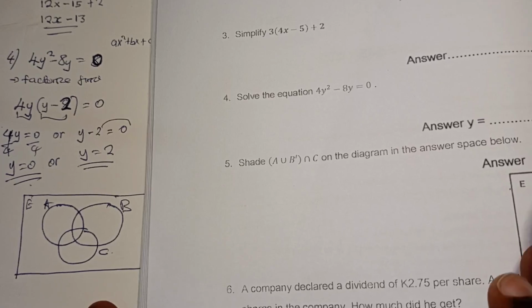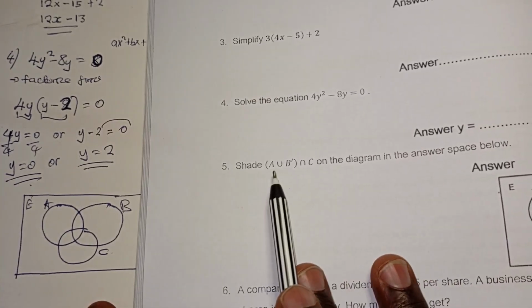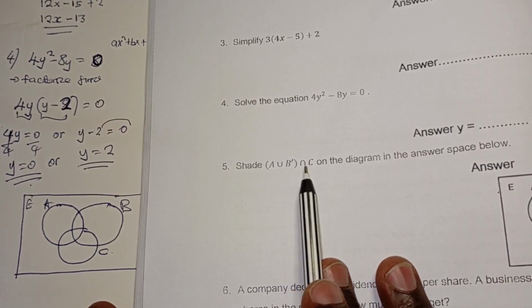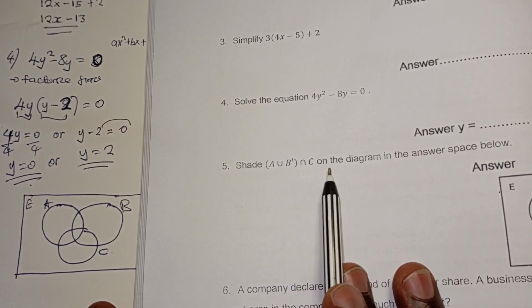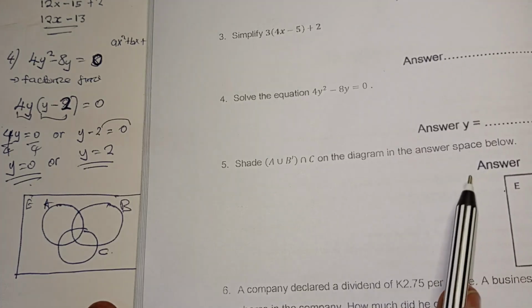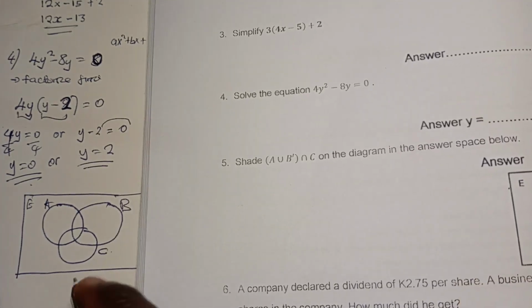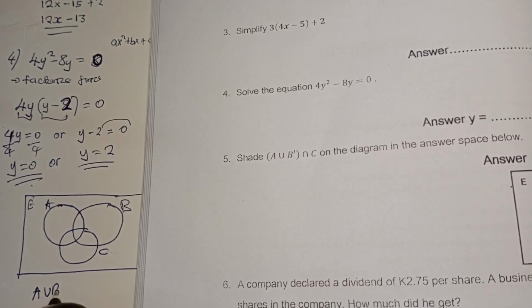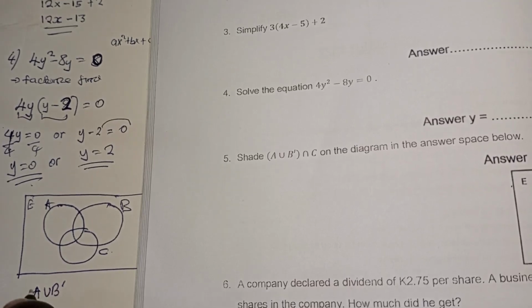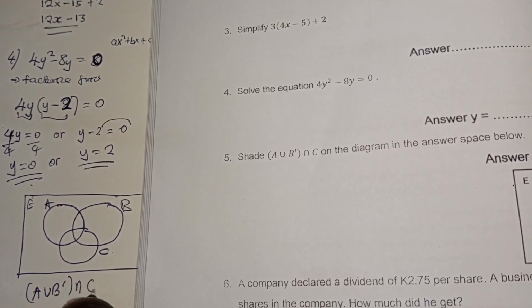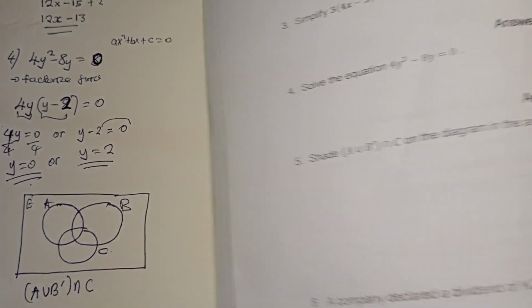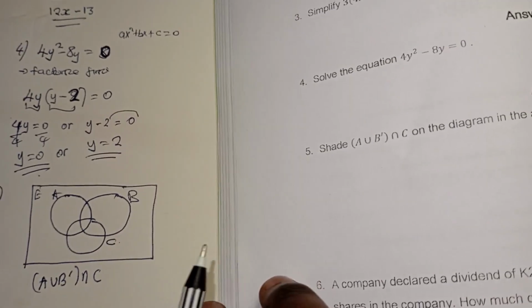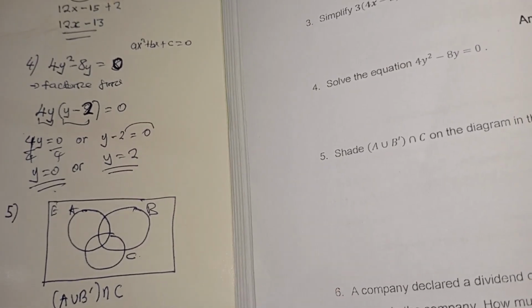So question 5 says shade A union B complement intersect C on the diagram in the space below. Okay, you write it here. So shade A union B complement, then intersection C. Okay, you need to shade this. So let's see how we can do this.